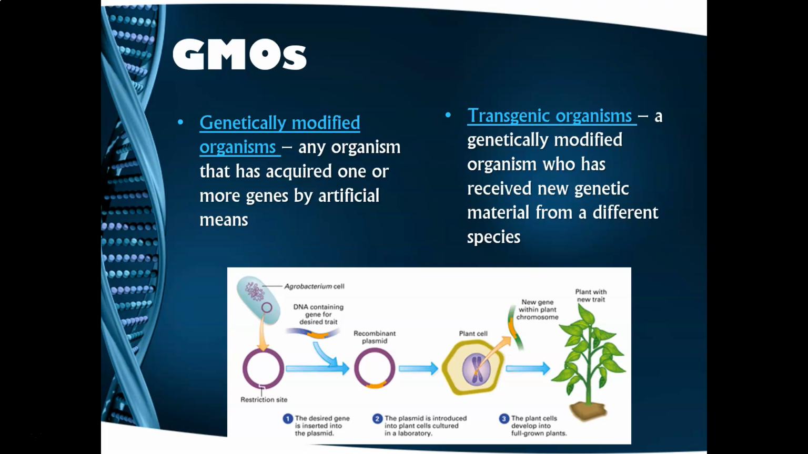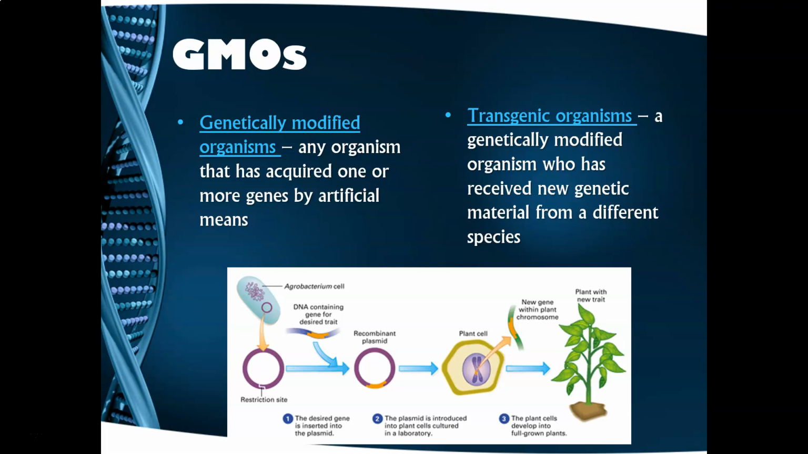You may also come across this term transgenic organism, where we're talking about a genetically modified organism who has received new genetic material from a different species. Realistically, you may come across either one of these terms, and more or less, they mean essentially the same thing. So they're getting genes from somewhere. I would say overarchingly that the term genetically modified organism or GMO is probably more commonly used. But I wanted to throw both terms out there just in case you came across them.